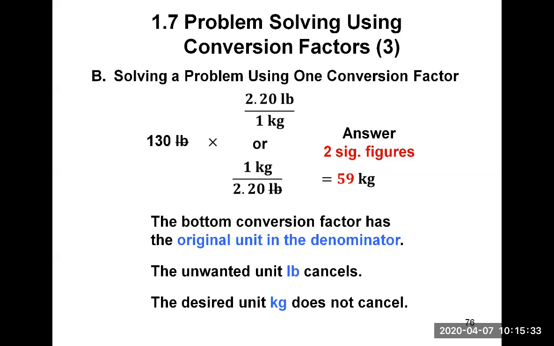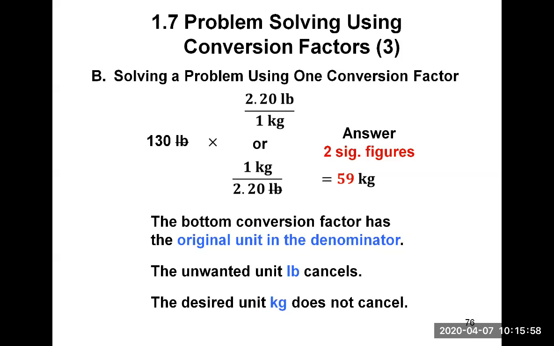So here, pound from the given amount will be cancelling with pound from 1 kilogram over 2.20 pound. And if you calculate that in your calculator, it comes down to 130 divided by 2.20, and that's equal to 59 kilograms.